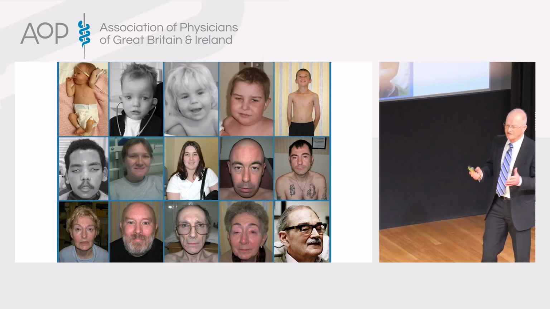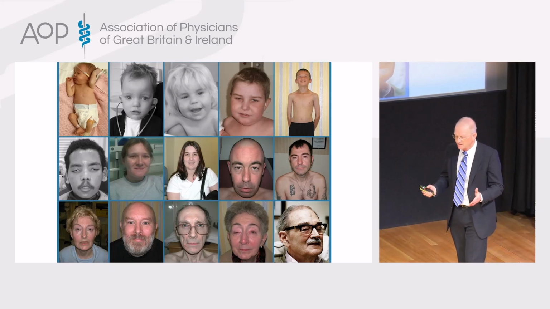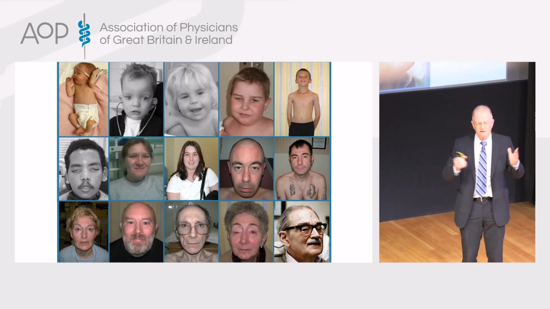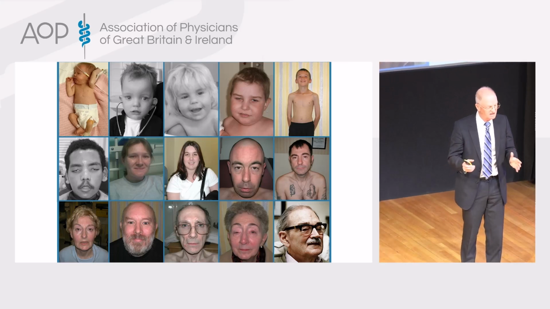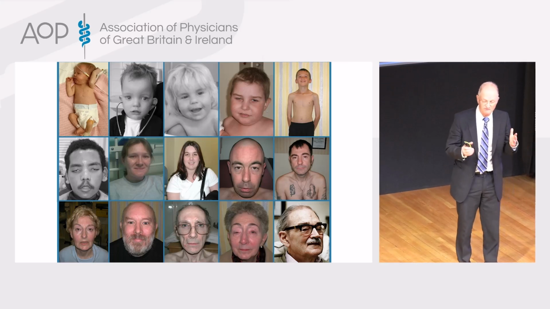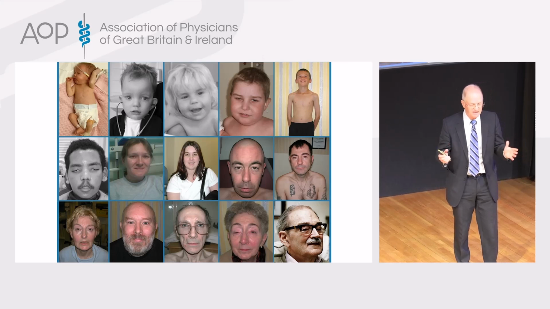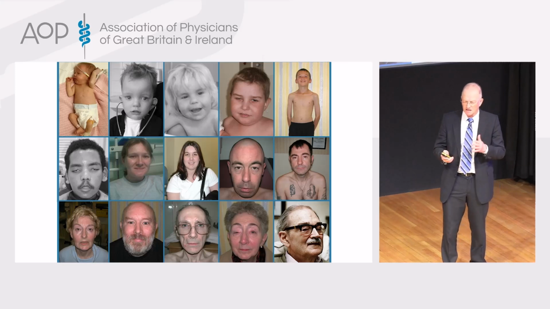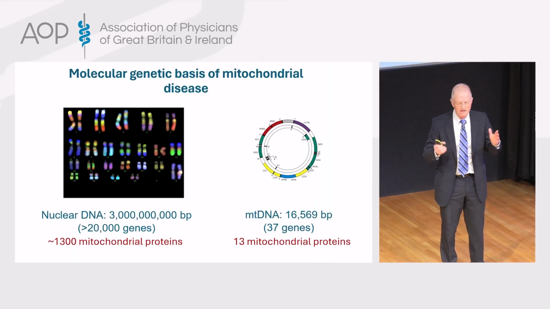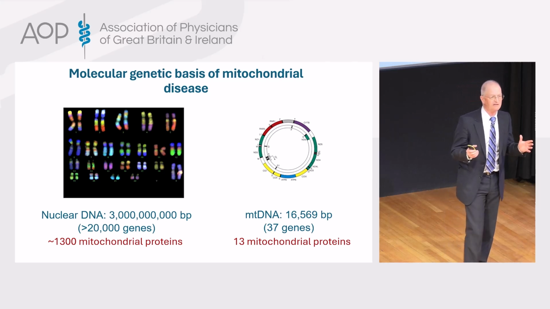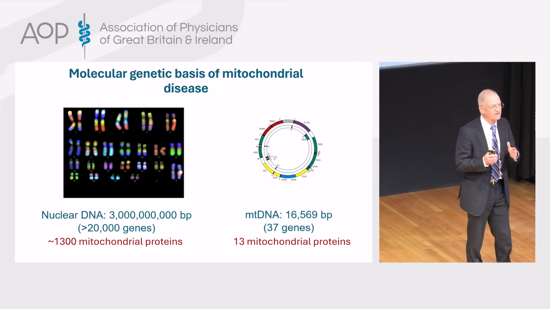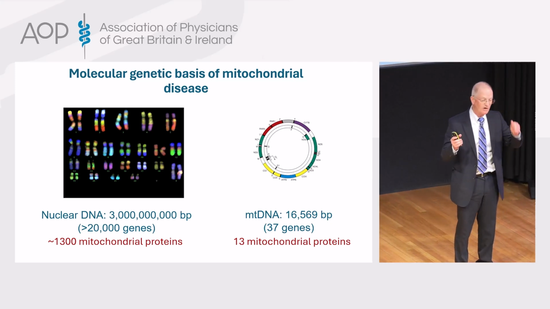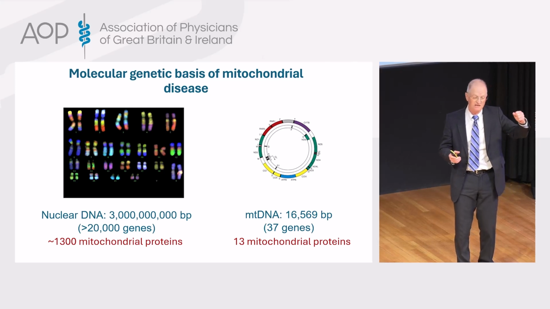So I've been fascinated since really being a junior doctor by patients who've got mitochondrial disease. It's a fascinating group of genetic conditions which can affect children of any age, patients of any age, from very young to very old. It's fascinating as well because it's got two different genetic bases. It's the only genetic disease or groups of disease where you've got both the nuclear encoded genes and you've got the mitochondrial genes.